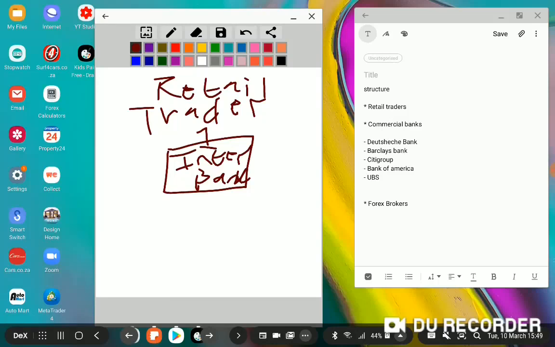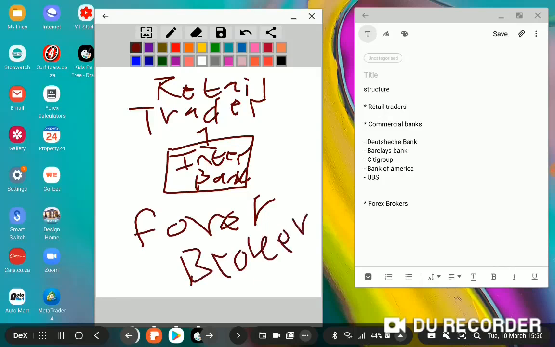Now, as retail traders, you need a forex broker in order to get access to the interbank, right? That's where these guys come in. A forex broker is a company which is regulated by a regulatory body. Each country has its own regulatory body, so this company needs to be regulated in that certain country to offer a financial product to their clients.